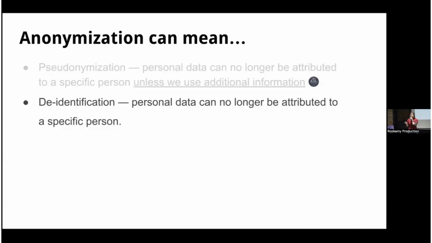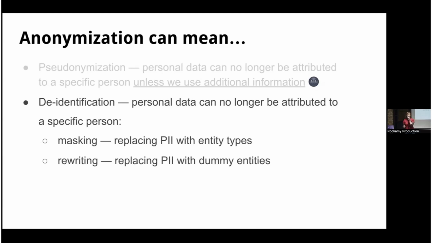Let's move on now. De-identification. It's similar to pseudonymization with one tiny correction. It means that personal data can no longer be attributed to a specific person, period, right? Doesn't matter whether you have Google, you don't have any mappings, you don't have anything else. You can no longer re-identify this data. Then it's considered de-identified. And there are two ways to approach it. You can mask the data with identifiers like osoba, meaning person, or organization, location, and so on. Or you can do rewrites, meaning replacing a specific name with another random name.